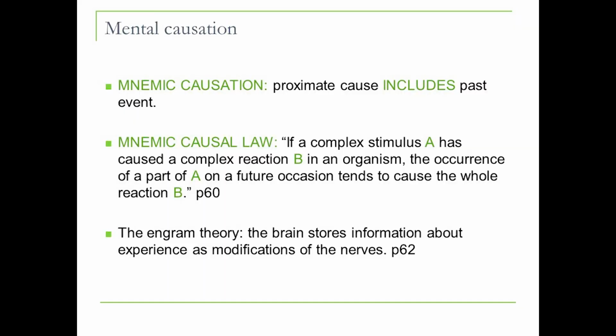So he wants to keep it open exactly what mnemic phenomena are, but he's open to the idea that it's a physical phenomenon, namely that it might be something called an engram, which is where the brain stores information about experience as modifications of the nerves. So Russell is open to considering that something's going on in the brain whereby the mnemic phenomena are stored. Some kind of change in the brain maybe is what accounts for this capacity of the past to affect the future. He's not going completely on board with the engram theory, but he's open to this possibility.